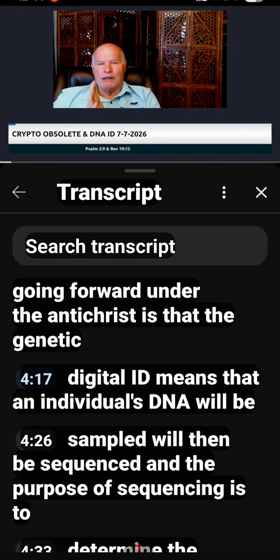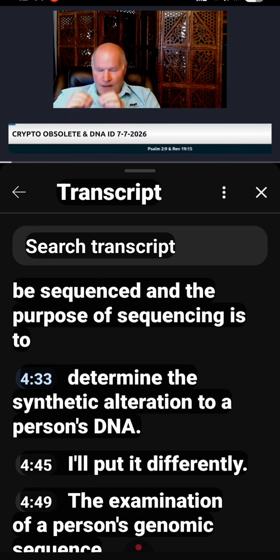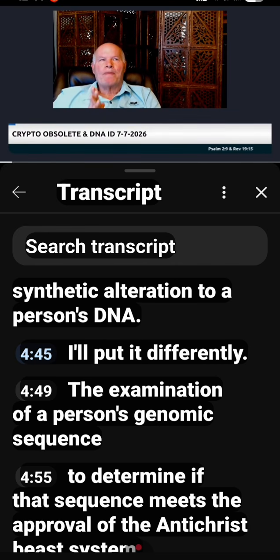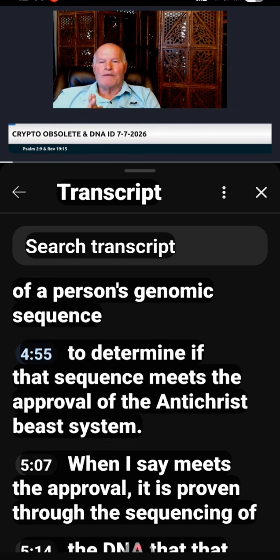means that an individual's DNA will be sampled, will then be sequenced, and the purpose of sequencing is to determine the synthetic alteration to a person's DNA. I'll put it differently. The examination of a person's genomic sequence to determine if that sequence meets the approval of the Antichrist beast system.